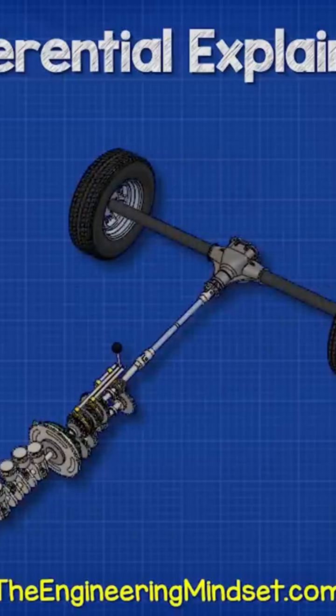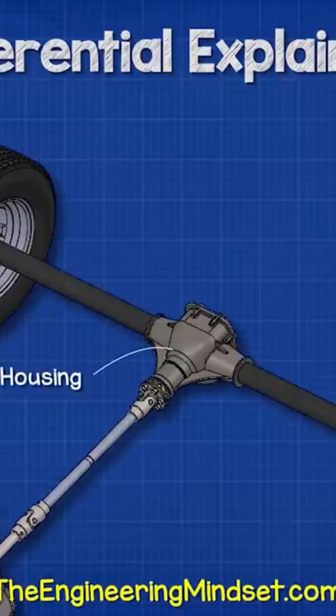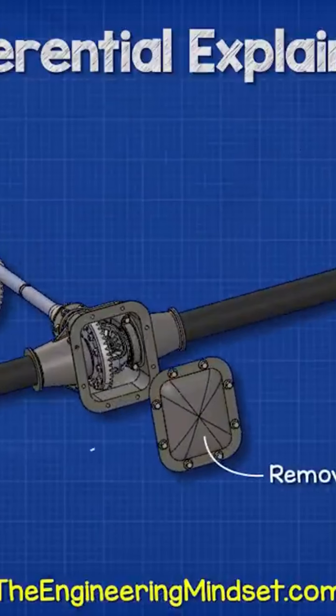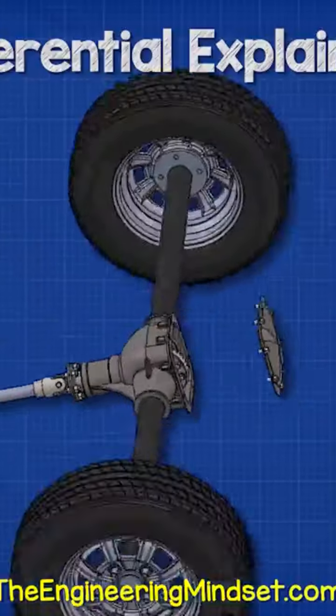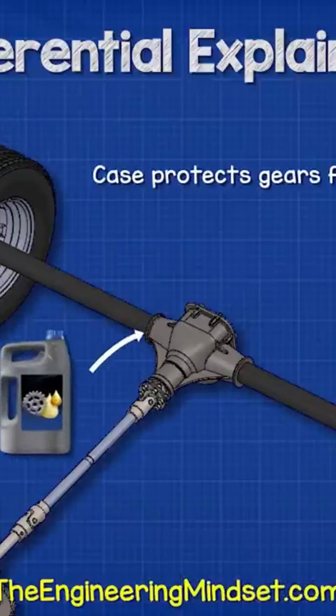Let's look at the main parts of a rear differential. First, we find the main housing, which surrounds all the internal components. Somewhere on the casing, there will be a removable plate, allowing access to the internal gears. The casing stops debris from the road damaging the internal gears. It also retains oil within the housing to lubricate the gears and reduce wear.